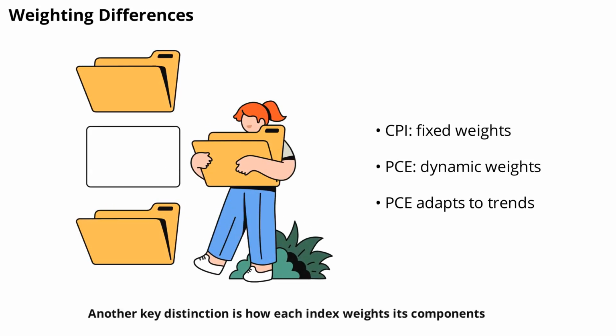Another key distinction is how each index weights its components. CPI uses fixed weights based on a specific survey period, while PCE adjusts its weights over time as consumer behavior changes. This means that if people start spending more on technology and less on clothing, PCE will reflect that shift more quickly than CPI. The dynamic weighting in PCE helps it stay relevant as the economy evolves, but it also means the index can be more complex to interpret. Understanding these weighting methods is crucial for accurate analysis.